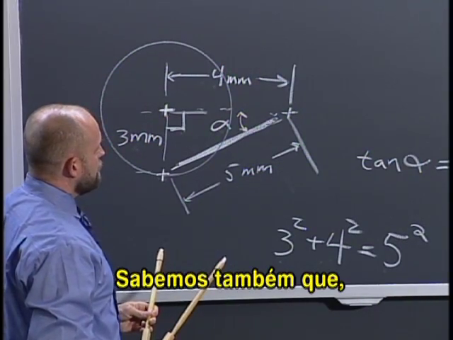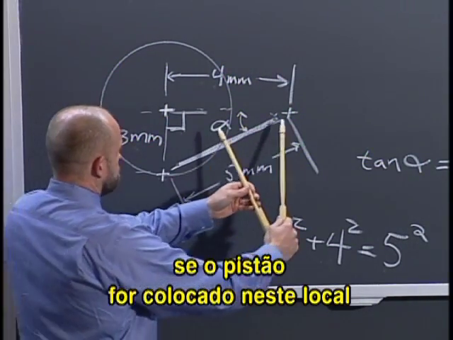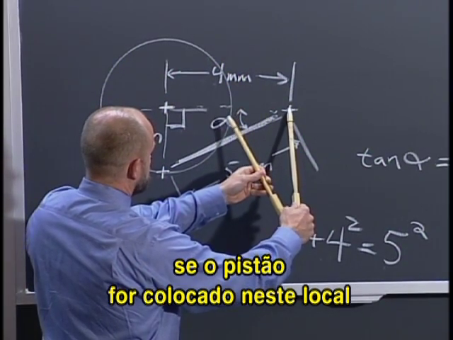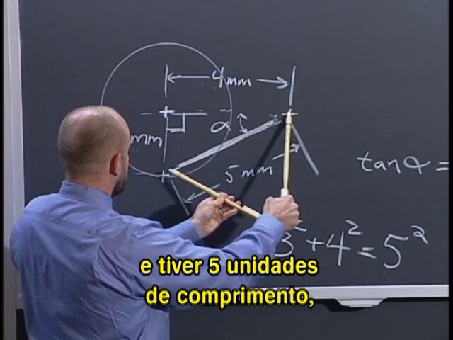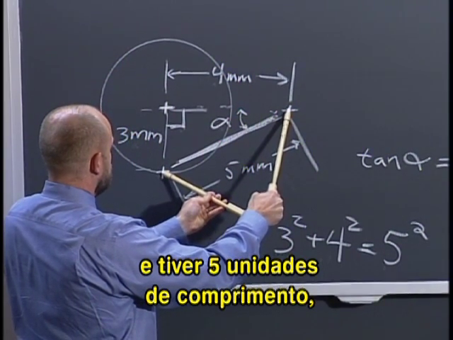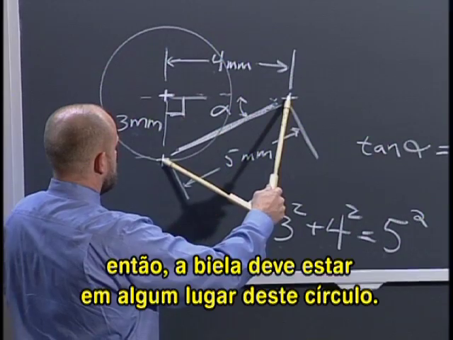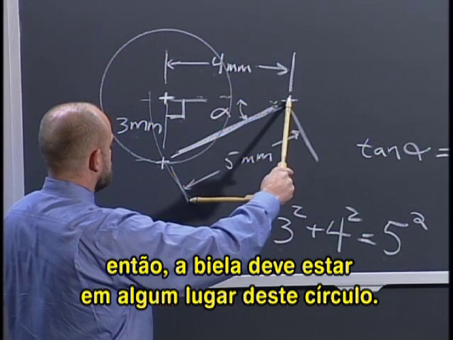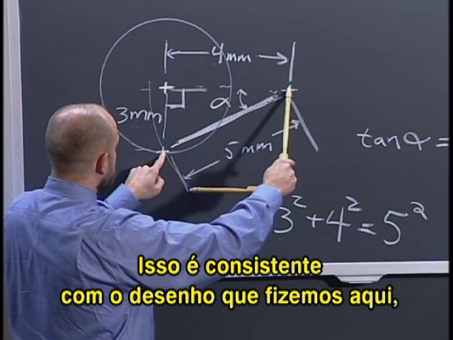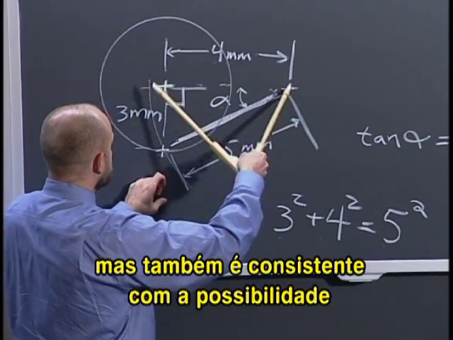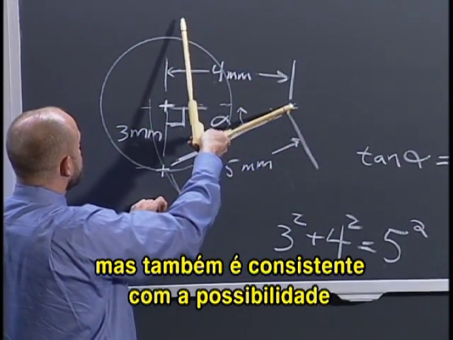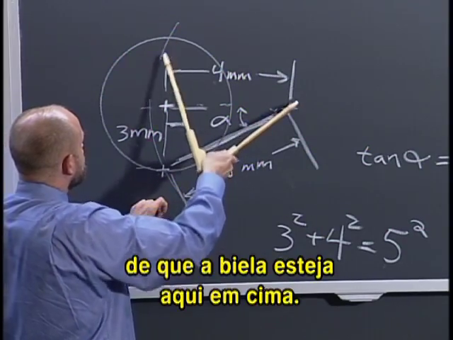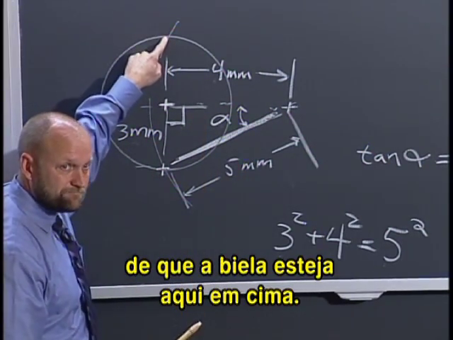The other thing we know is that if the piston is placed at that location and is 5 units long, then the connecting rod must be somewhere along this circle. Now that's consistent with the drawing we've made here, but it's also consistent with the possibility that the connecting rod is up here.